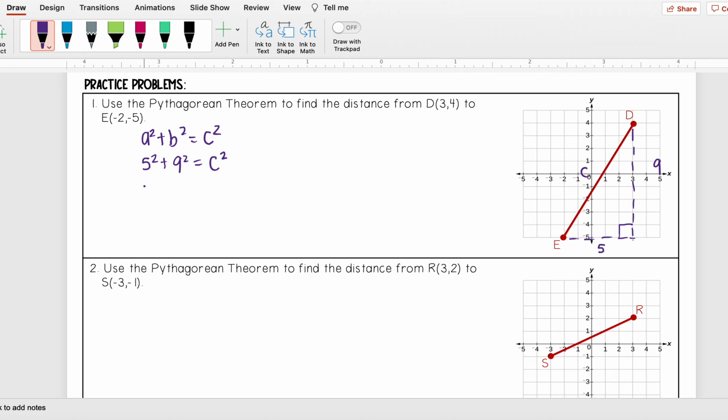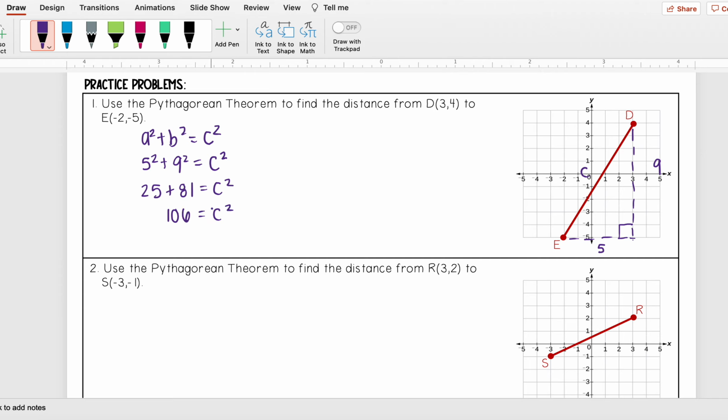5 squared, I get 25. 9 squared, I get 81. And then I need to add 25 and 81, so when I add up 25 plus 81, I get 106. It's equal to c squared.